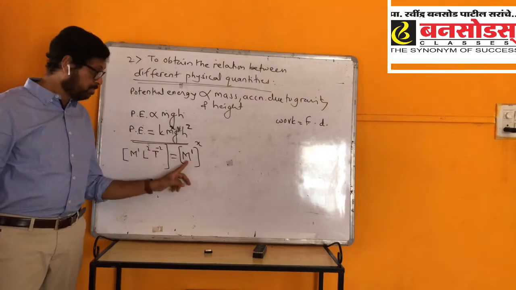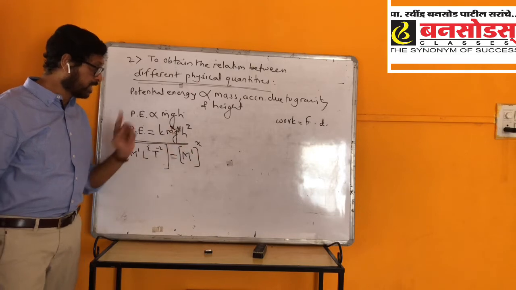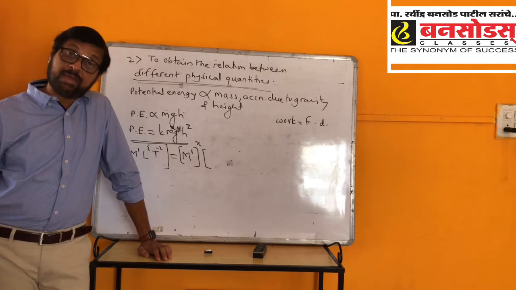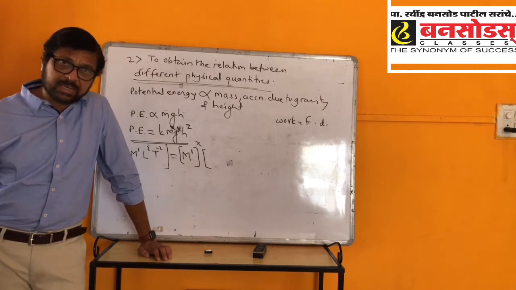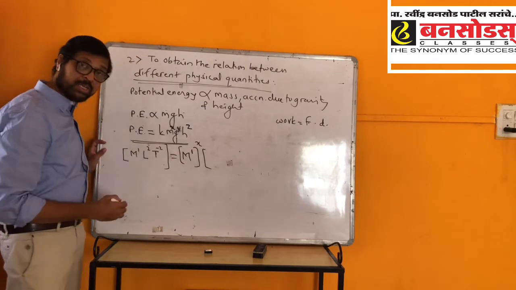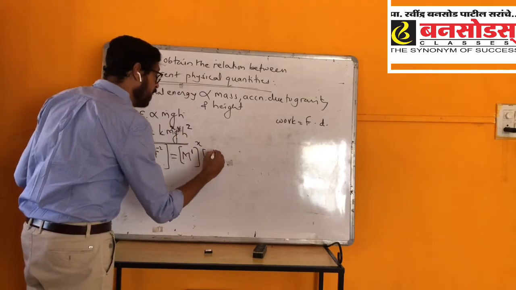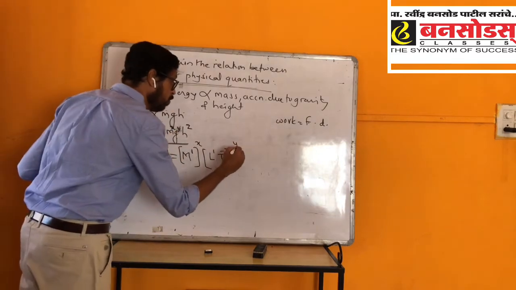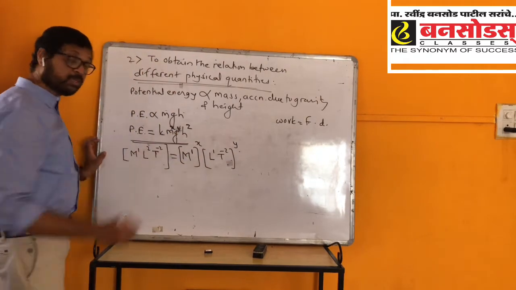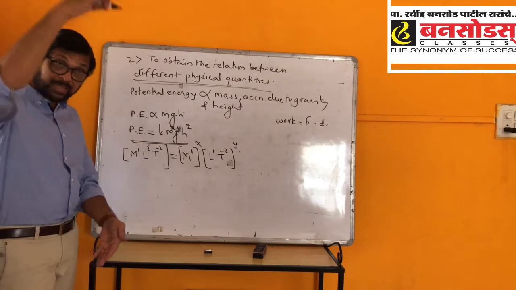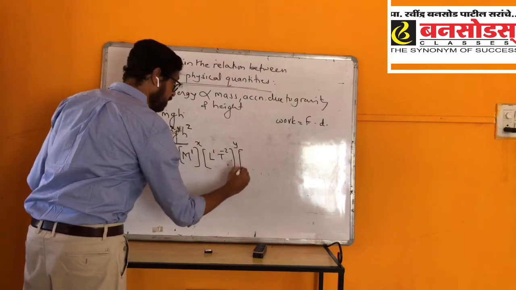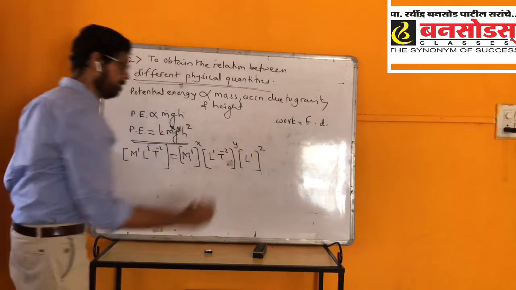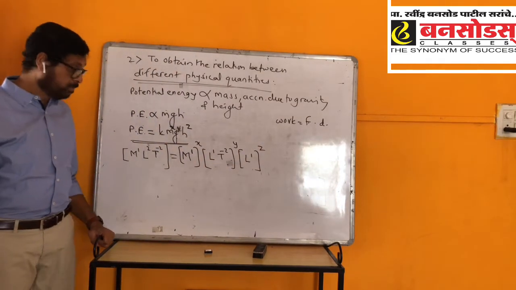M, mass, means M^1 raised to what? X. G is acceleration due to gravity, means it is acceleration. So you write the dimensions of acceleration, L^1 T^-2, raised to how much? Y. And H means what? Height. Height means length. So in place of H, L^1 length raised to what? Z.